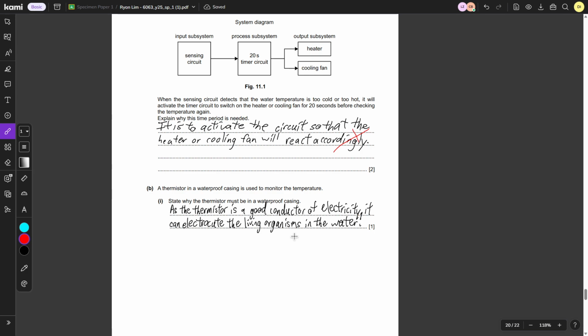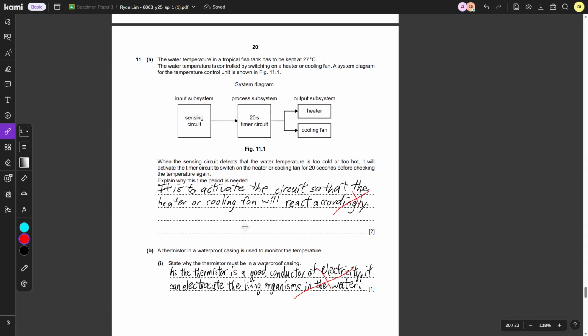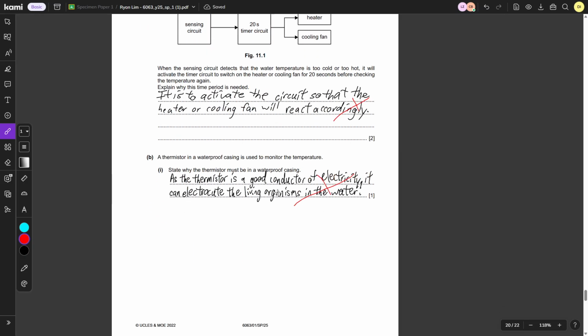No, this is wrong. This is wrong because the thermistor operates at a low voltage of around 5 volts, which can't kill. Also, it is to protect the thermistor. It's not to protect the organisms. I didn't know this, but I assume now that the thermistor is prone to damage from water. It's definitely not this. The waterproof case is to protect the thermistor.